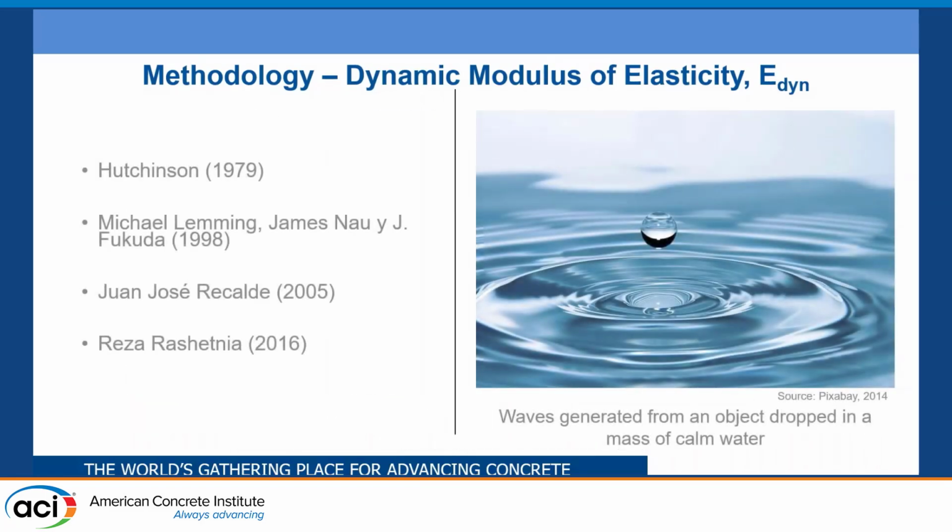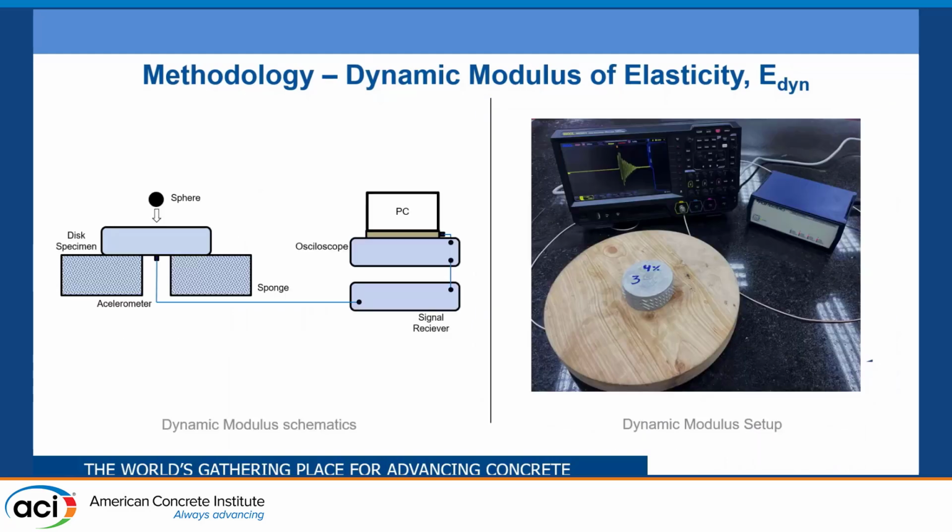Now, imagine that a drop falls into a calm lake. Once the drop makes contact with water, we know that it's going to generate waves. And we also know that the maximum displacement of the water is going to happen right at the point where the drop fell. This is the concept that Hutchinson, Lemming, Now, and Fukuda and Rashetnia used in their research to develop the theory that led to this test.